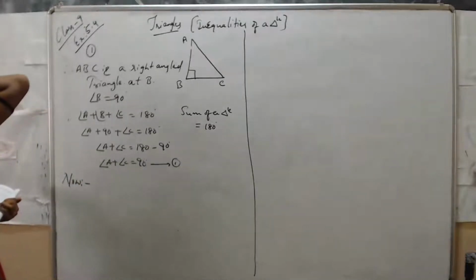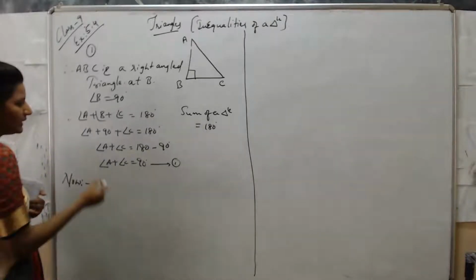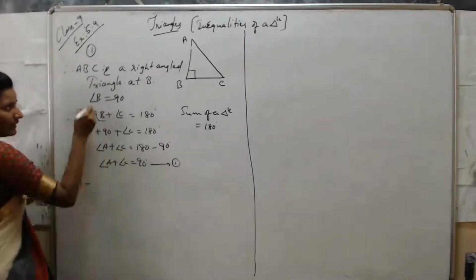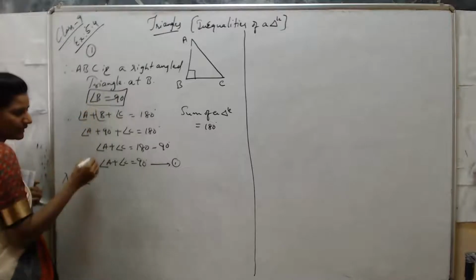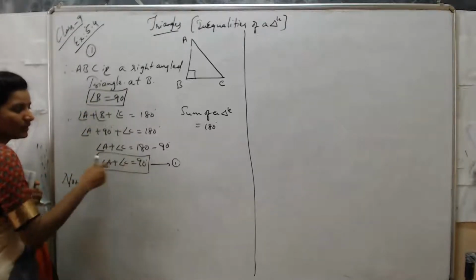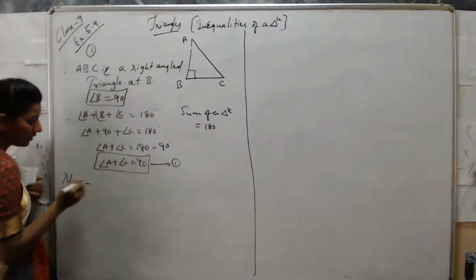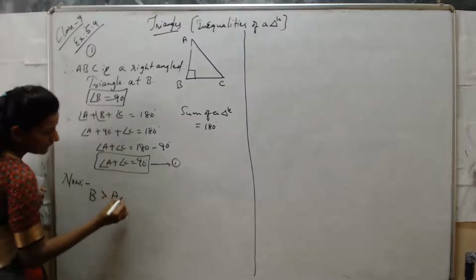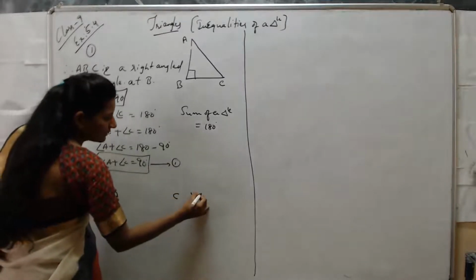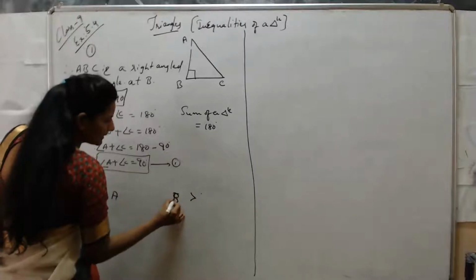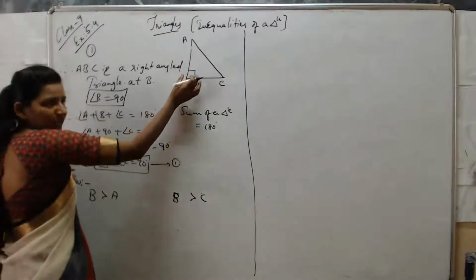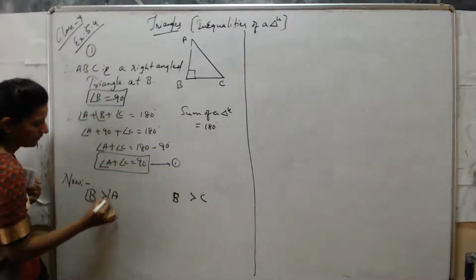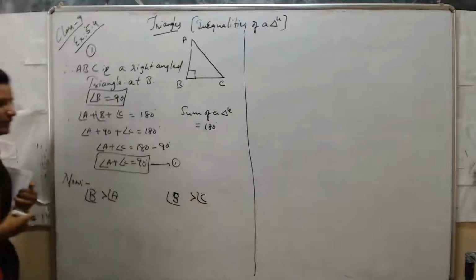Next. Now angles A and C are each less than 90 degrees. Obviously, A and C are less than 90 degrees, whereas only B is 90 degrees. Here A and C's sum is 90 degrees. By using these two, we can write B is greater than A and angle B is greater than angle C. See, B is 90, so B is greater than angle A and B is greater than angle C.